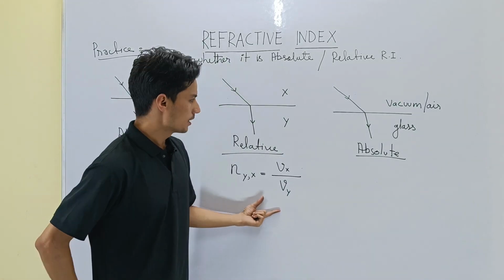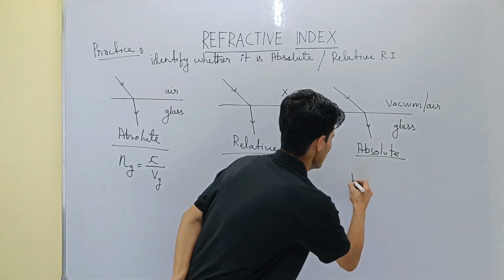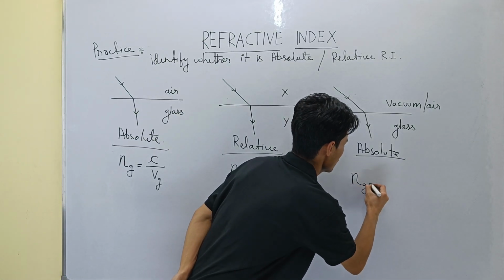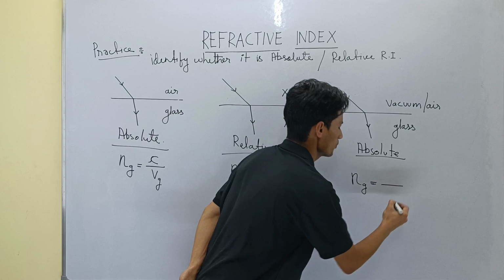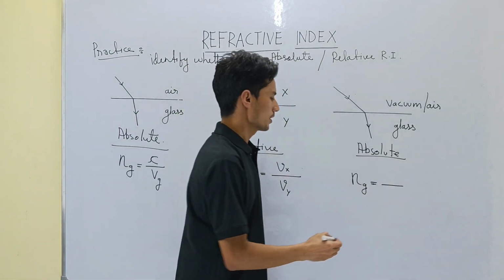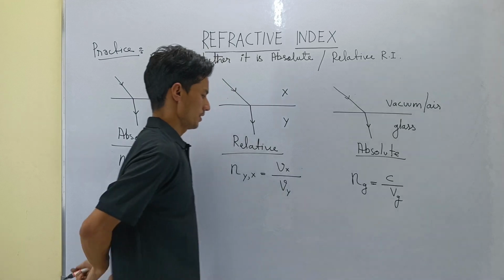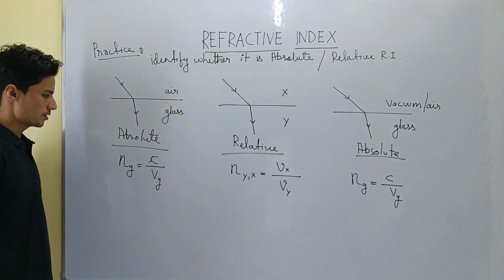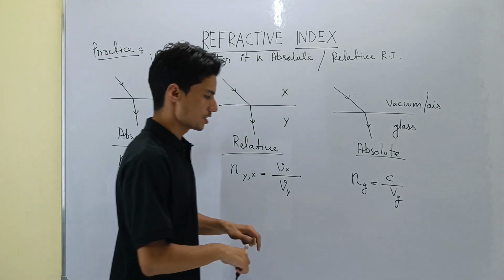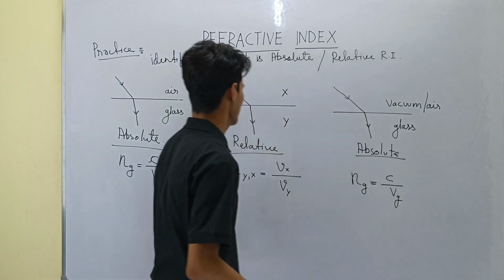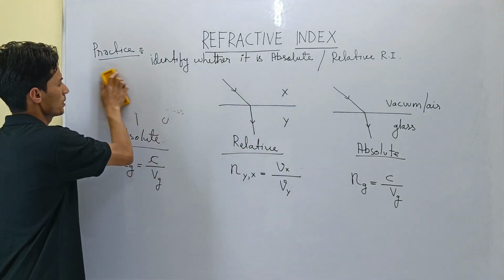Got it? Then what about this one? This one will be N, it will be glass, and then since this falls under the category of absolute, it will be C by Vg. Yes or no? See, it's not difficult. Once you understand, it's not difficult. Then let me give you one more example.